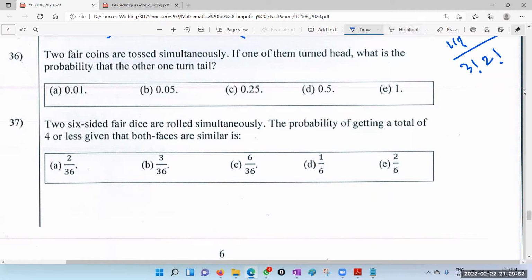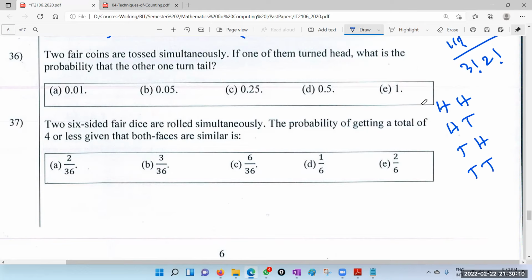Okay, let's write down the sample space: head head, head tail, tail head, tail tail. So there are 4 possibilities. That is not conditional probability, just normal probability.